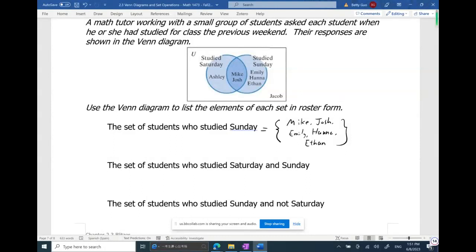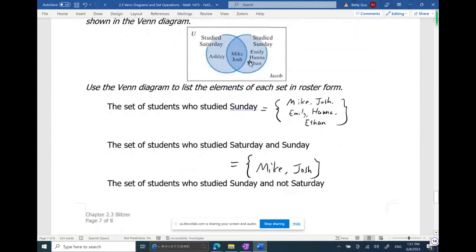The set of students who studied on Saturday and Sunday. The overlapping part, right? The darker region. Who studied on both Sunday and Saturday? Mike and Josh, in this dark blue region.